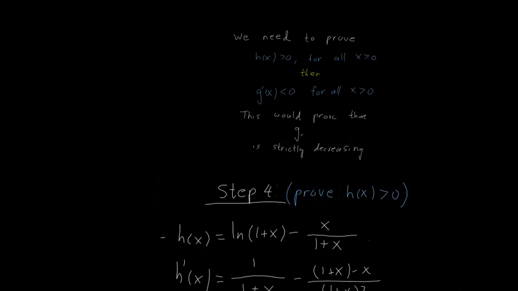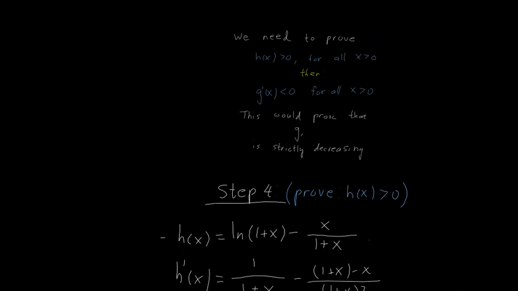So the first thing is for step 4, we need to prove that h of x is strictly greater than 0. That's what we need to prove. So we are going to prove that by taking h of x, which is equal to ln of 1 plus x minus x all over 1 plus x. Okay, so that's our h of x.